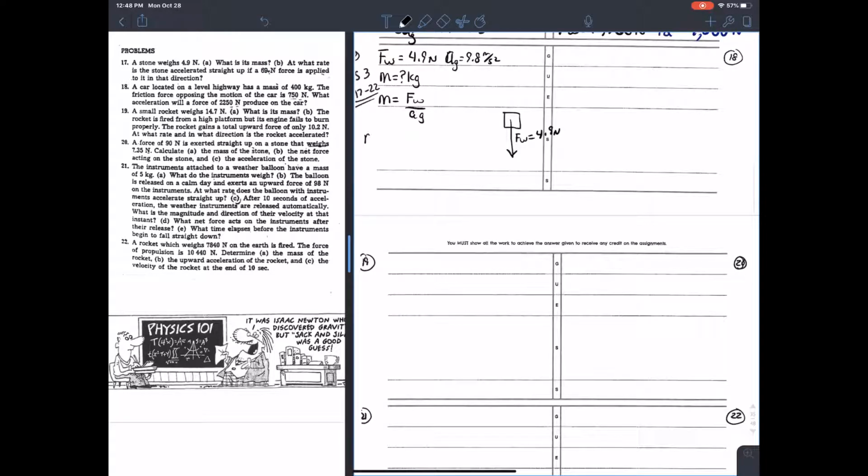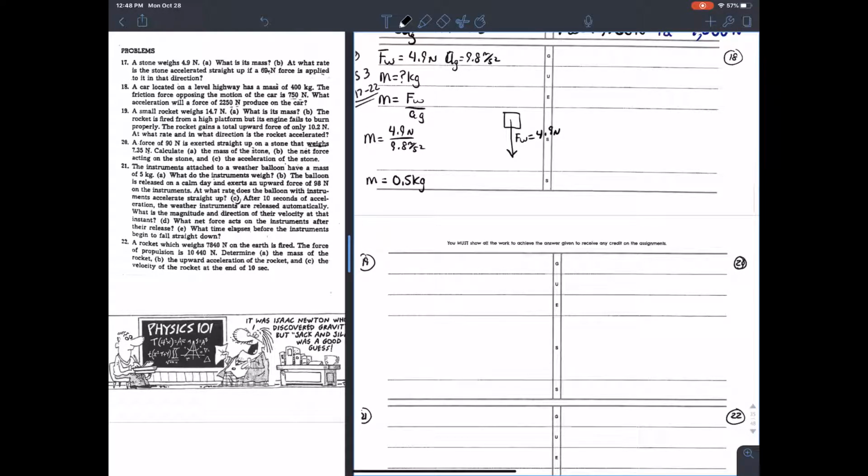So I'll substitute those in. I have 4.9 newtons and 9.8 meters per second squared. So the mass of this stone, it's not a very big stone, is 0.5 kilograms.